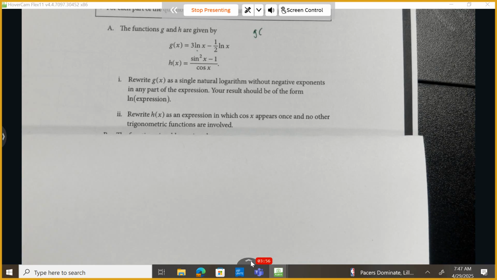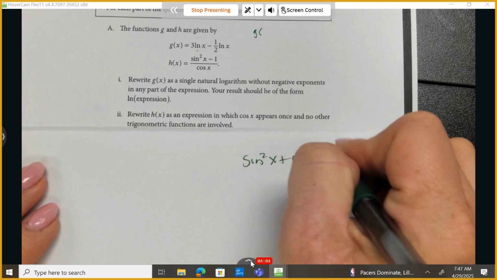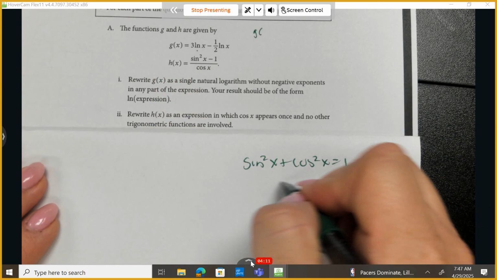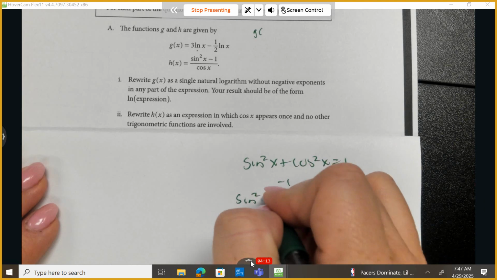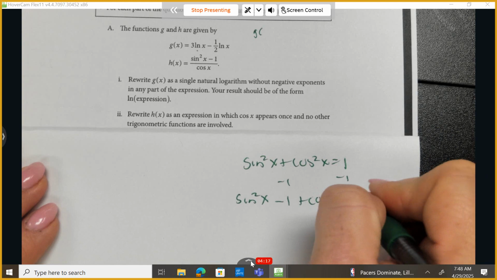Okay, so I'm supposed to rewrite this where I only have cosine. Well, when I look in the numerator, it looks very similar to sine squared plus cosine squared equals 1. I'm going to see if I can manipulate that to equal cosine squared minus 1. So if I subtract 1 to the opposite side, and remember all these things that a lot of you would just do in your head, we're going to show all of our work on the actual test.